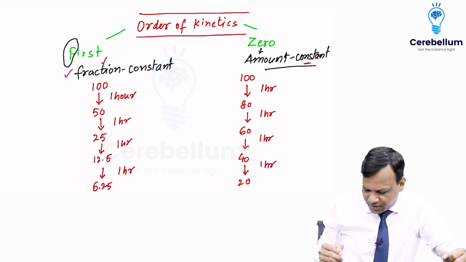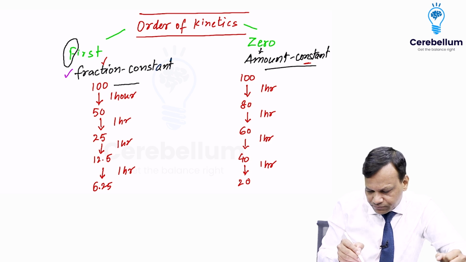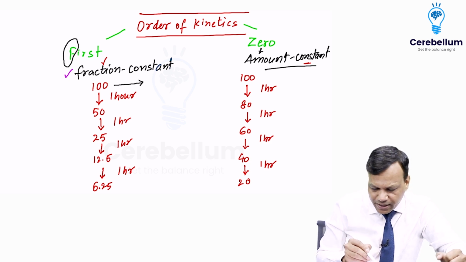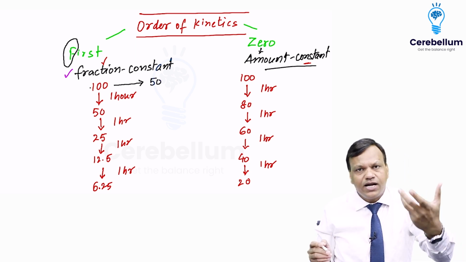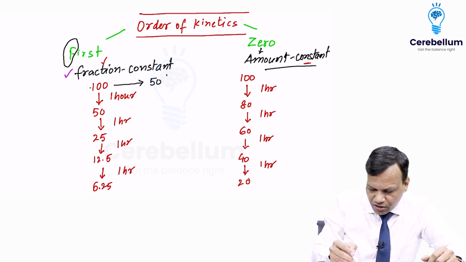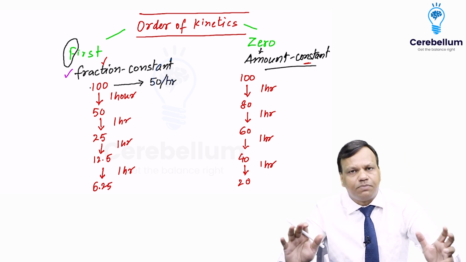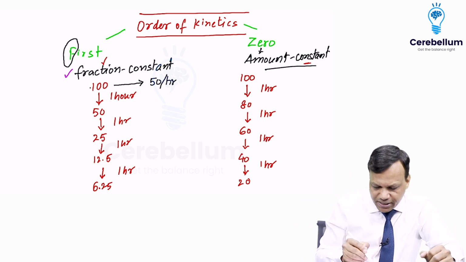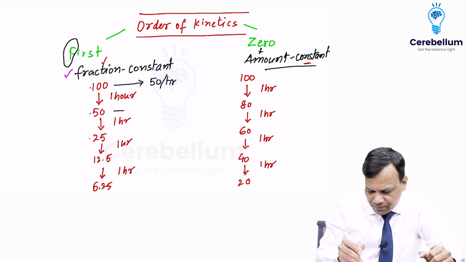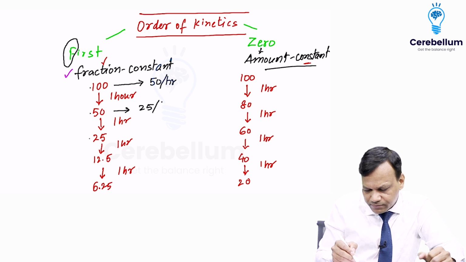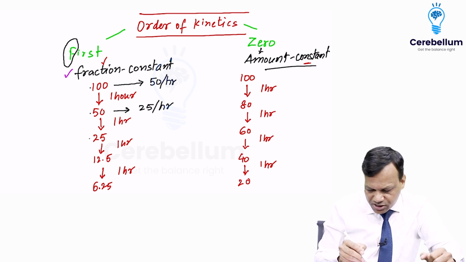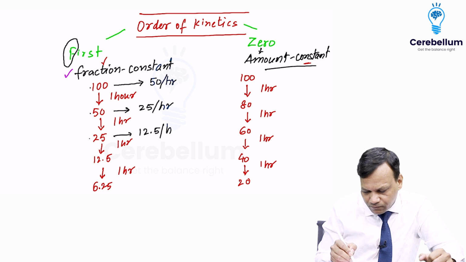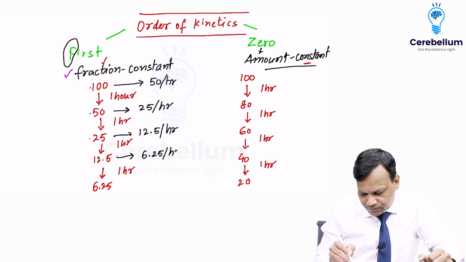So if we calculate the rate of elimination at this point, how much drug is eliminated? 100 minus 50. So 50 is eliminated. How much time does it take? 1 hour. We have intentionally taken 1 hour, so we need not divide. So rate of elimination is 50 per hour. Okay. So how much is rate of elimination here? Out of 50, 25 has gone. So 50 minus 25, that means 25 per hour. At this point, 25 minus 12.5, so it will be 12.5 per hour. At this point, 12.5 minus 6.25, it is 6.25 per hour.